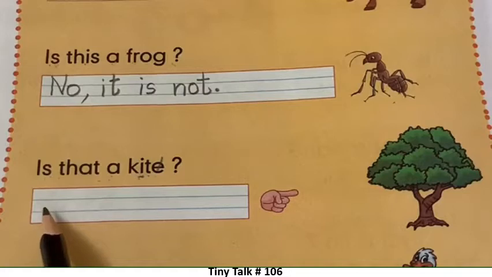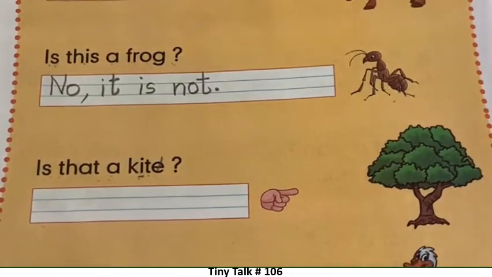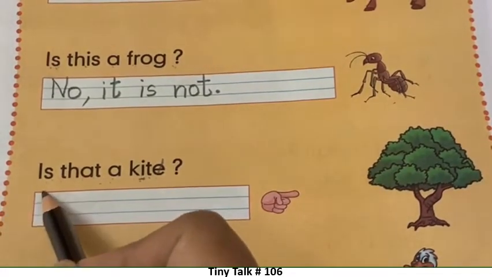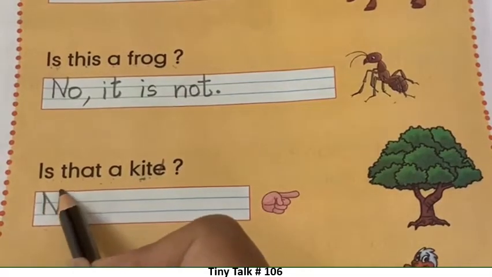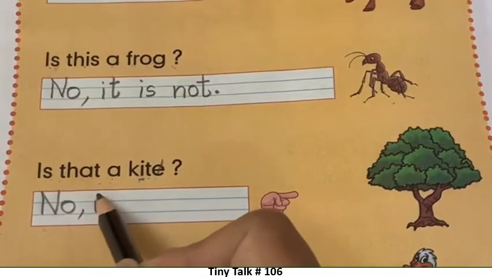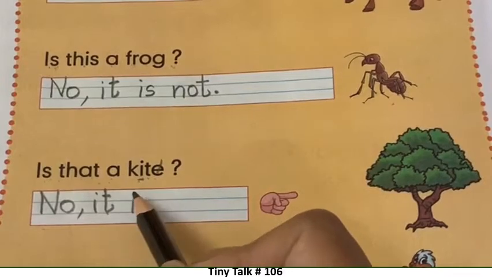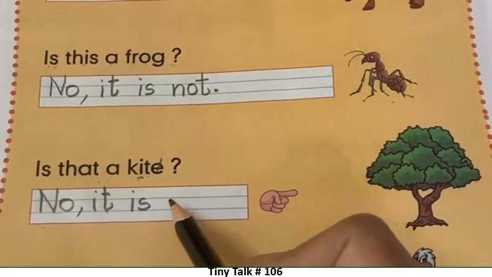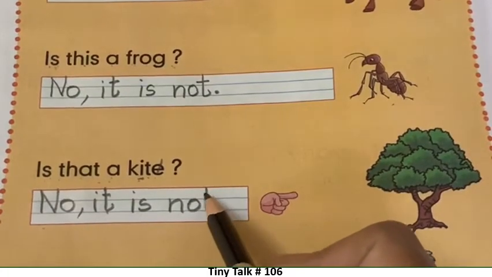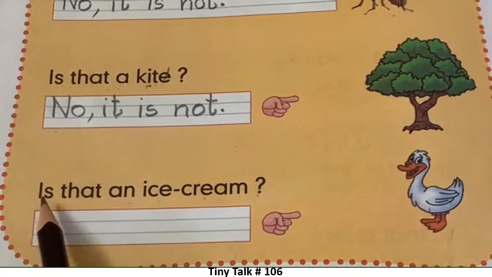So what will you write? You're not agreeing. You're saying nahi. You're saying no, it is not a kite. We will simply write no, N-O, no. No means nahi. No, I-T, it, okay? With comma, then you write it, and then I-S, is, and then one finger gap, write not, N-O-T, not. Then full stop. Okay, children, last one.